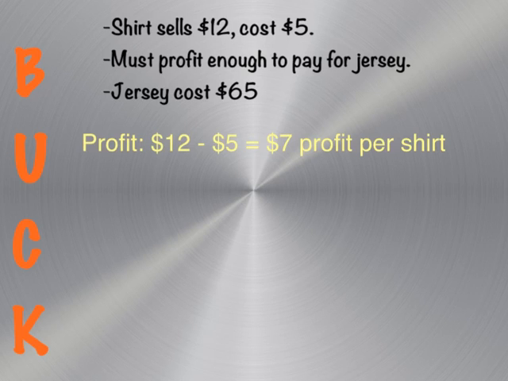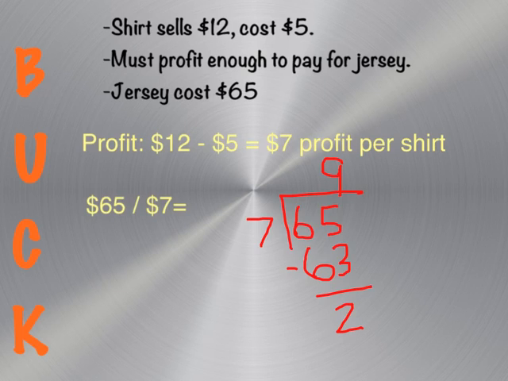Well, now I know that, and I need to make $65. So I have to figure out how many shirts I have to sell making $7 a shirt to earn $65, or how many $7 fit into $65. Well, that's a division problem, so I'm going to figure that out by dividing $65 divided by 7. So when I divide 65 by 7, I get 9, and there's some left over.